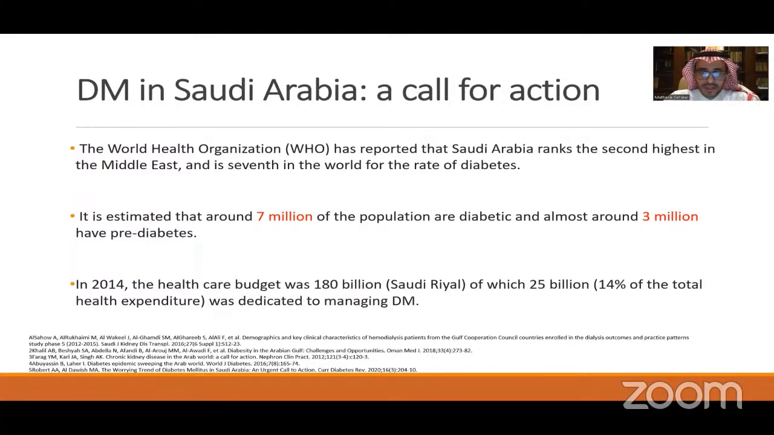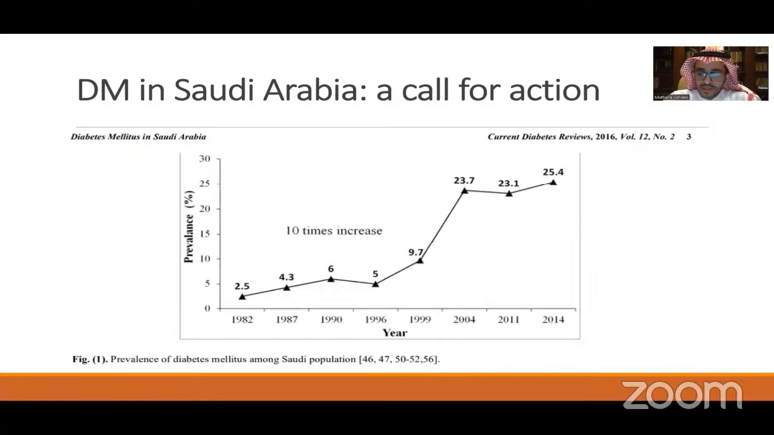In 2014, and this is old data, the healthcare budget in Saudi Arabia was 180 billion. And out of that, 15% was dedicated to managing diabetes and its complications like diabetic foot and eye disease. So it's a major healthcare burden.